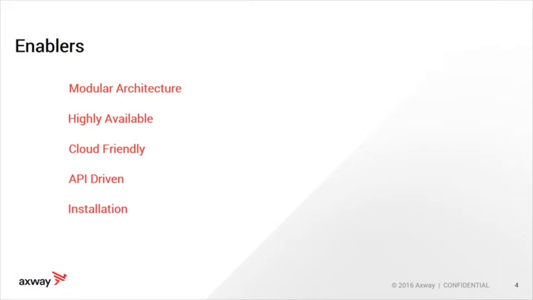Number two is highly available, which means that the API gateway platform can be deployed across different availability zones in AWS or different regions, or it can even be hybrid. The third one is cloud friendly, which, as the name says, means it can be easily deployed in the cloud, be it AWS or Azure, or if you want to Dockerize it, then it can also be deployed as containers.